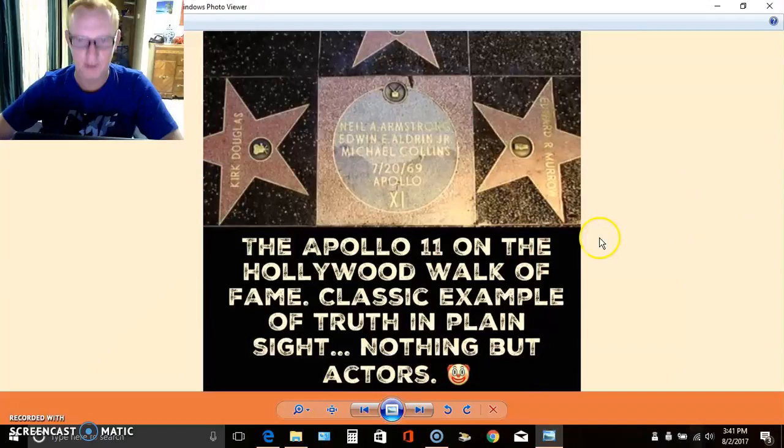The Apollo 11 on the Hollywood Walk of Fame. Classic example of truth in plain sight. Nothing but actors. Okay? Space doesn't exist. It's in a Hollywood basement. It's in a studio. It's fake. They're actors.